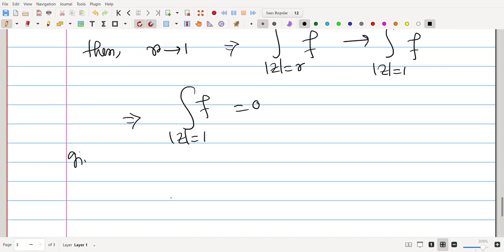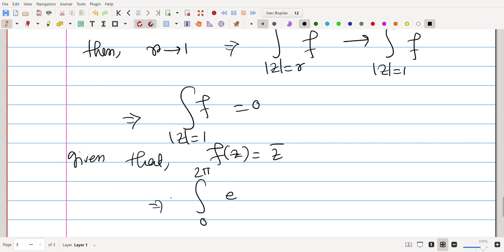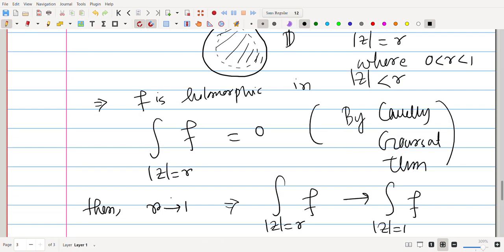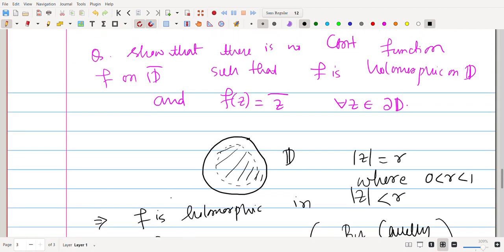But given that f(z) equals z bar, the integral from 0 to 2 pi of e to the minus i theta times i e to the i theta d theta, which is the same as 2 pi i, which is not equal to 0. That's a contradiction. So hence there is no continuous function that satisfies this.